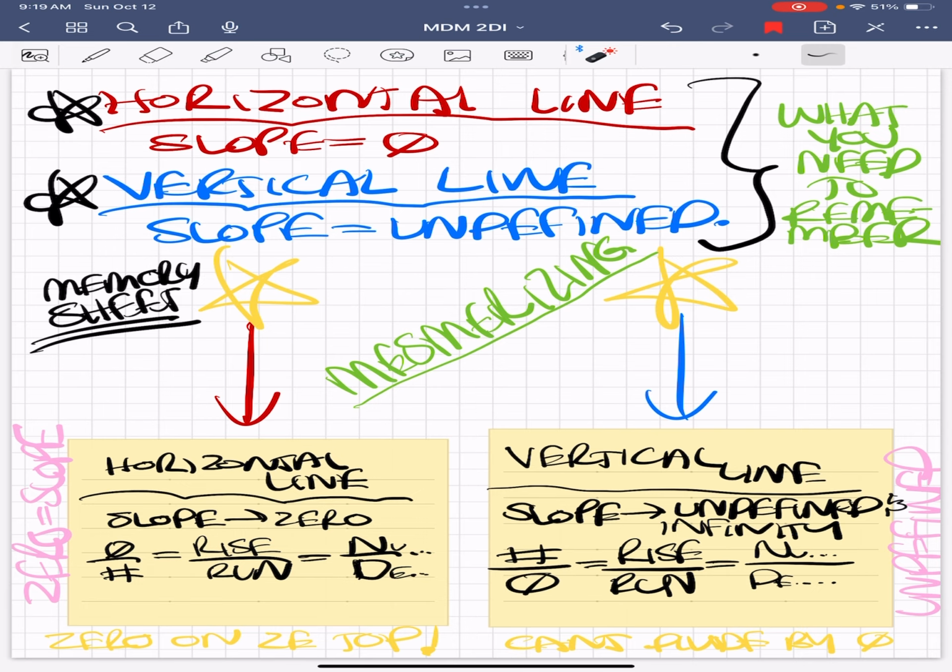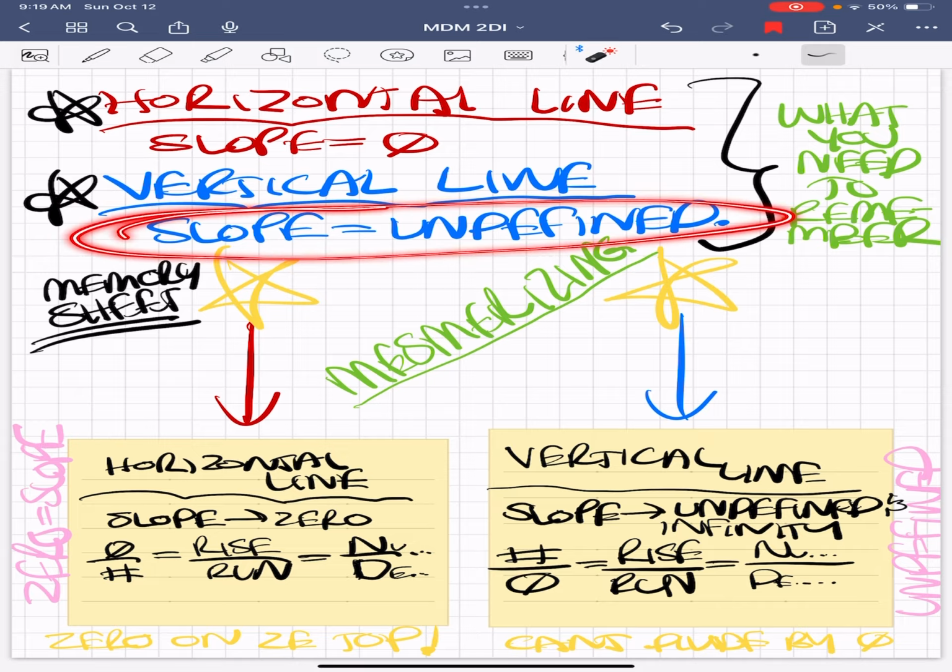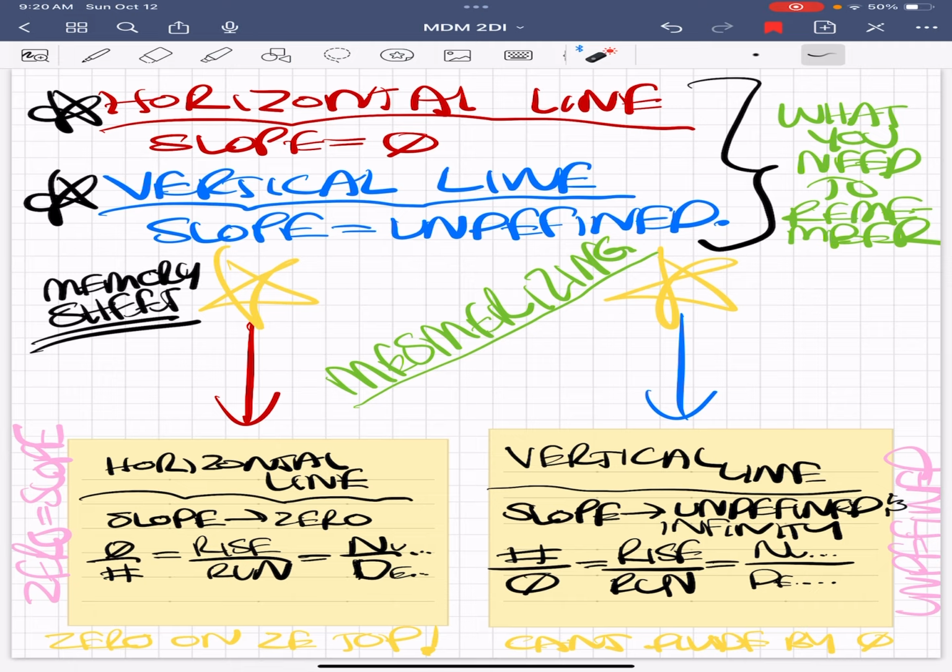So, what you'll need to remember. For a horizontal line, the slope is 0. It is 0 divided by a number, or a constant. And then we have a vertical line, which has an undefined slope. You can't divide by 0, which means undefined slope. So horizontal line, the slope is 0, and vertical line, the slope is undefined.